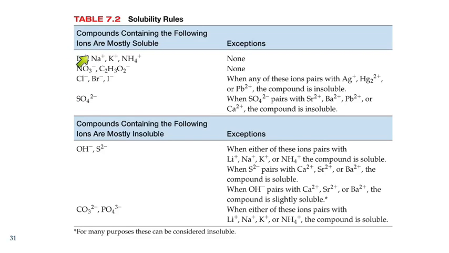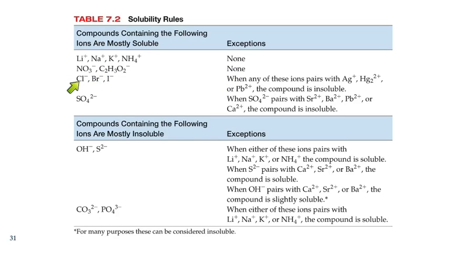So if it's got lithium, sodium, potassium, or ammonium ion, it's going to be soluble. There's no exceptions. Any anion with one of these cations is soluble. If it's got nitrate ion or acetate ion, it's soluble. No exceptions.